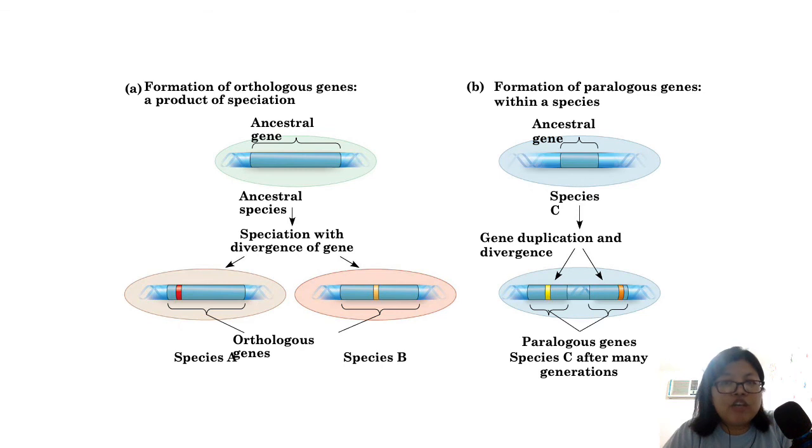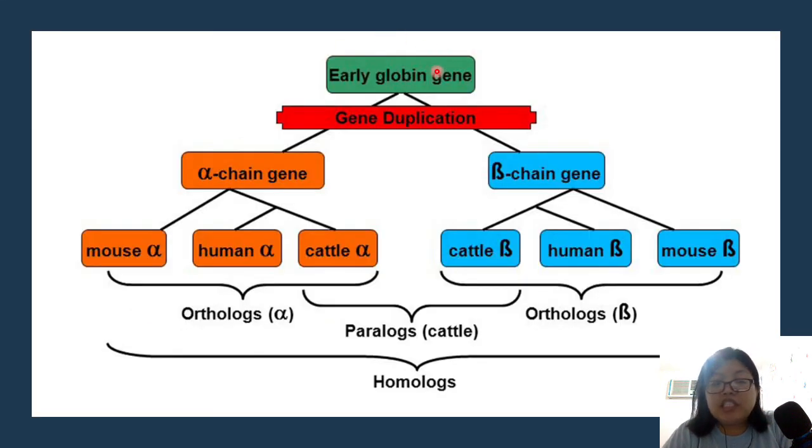To give you an example, the early globin gene underwent gene duplication that resulted in two chains, the alpha chain and the beta chain. The alpha chain and the beta chain can be found in the same chromosome or same genetic material. So alpha chain and beta chain are paralogs. Now there is a specific alpha chain for mouse, a specific alpha chain for human, and a specific alpha chain for cattle. The differences between the alpha chains of mouse, human, and cattle are called orthologous genes.